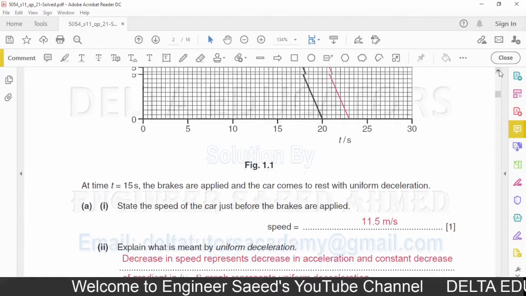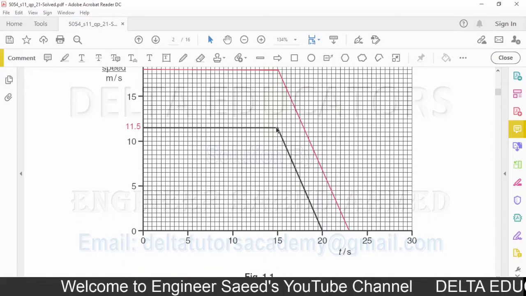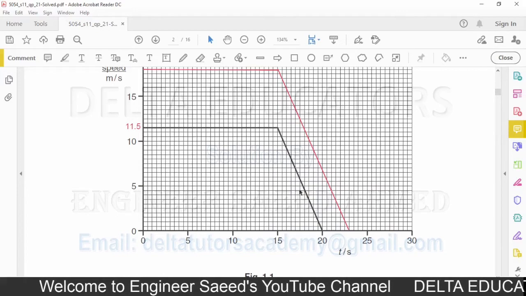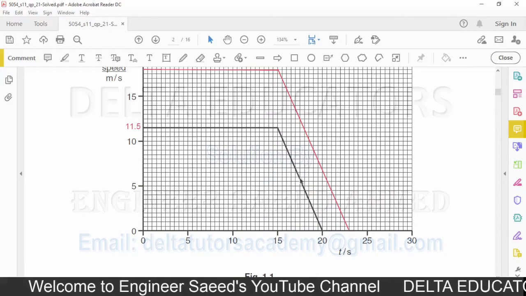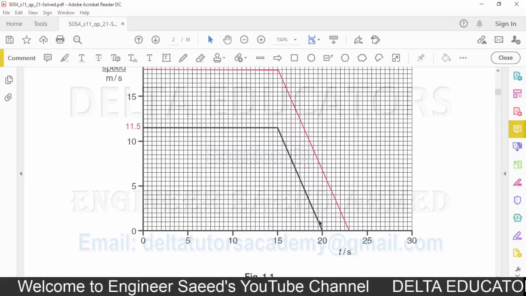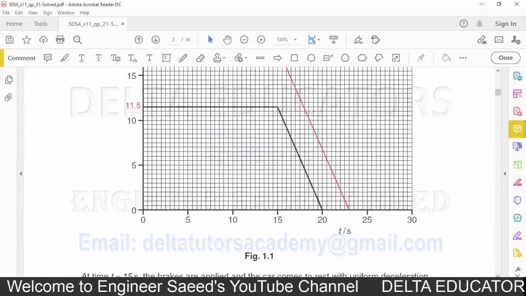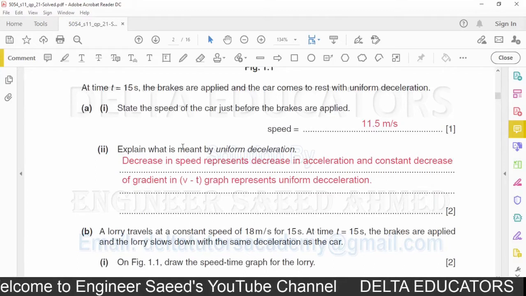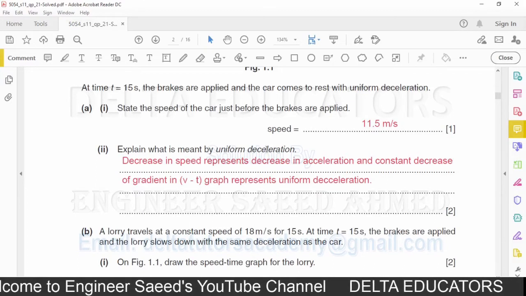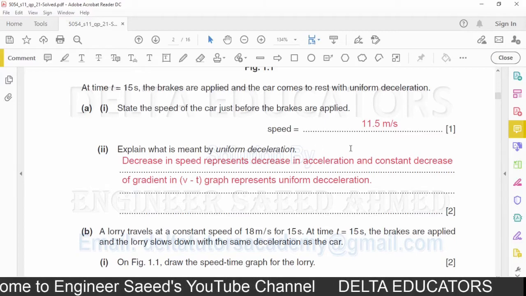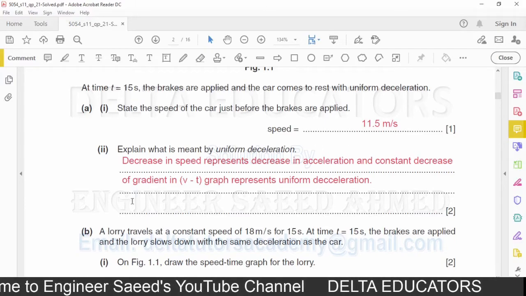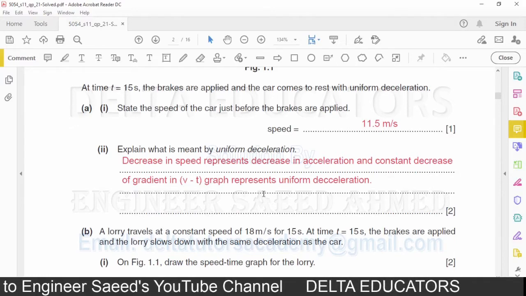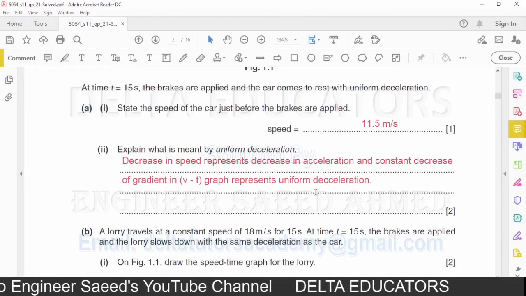Here it is given that the gradient is decreasing at a constant rate. So this line, this gradient will represent deceleration. So what do we have to write here? Decrease in speed or decrease in the gradient represents deceleration, and the constant decrease of gradient in a speed time graph represents uniform deceleration.